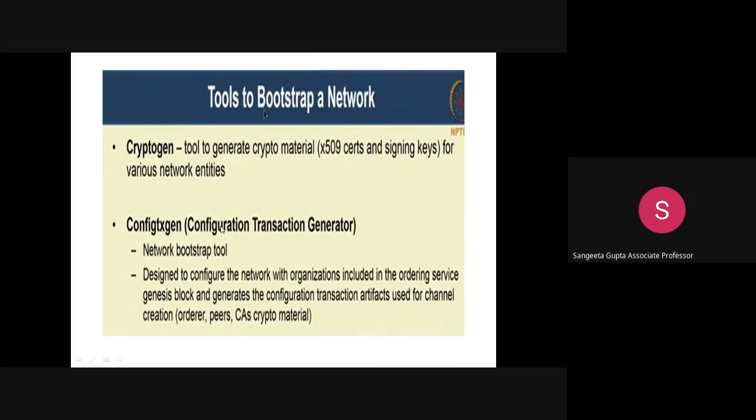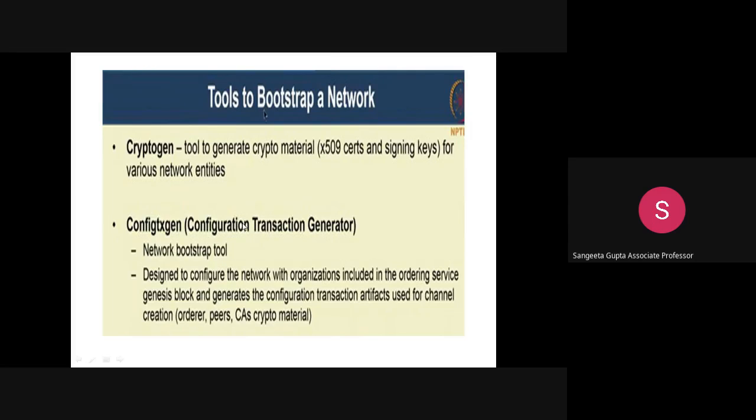Then there is one more term you can see here, which is configtxgen. Config is configuration, TX is with respect to transaction, and gen is generator. Configuration transaction generator, what will it do? This is basically designed to configure the network. Just as I said, because it is a permissioned environment, nodes cannot be added on the fly. They have to be cross-checked thoroughly, and the roles and responsibilities have to be clearly defined by the authorities, and then only will they be added.